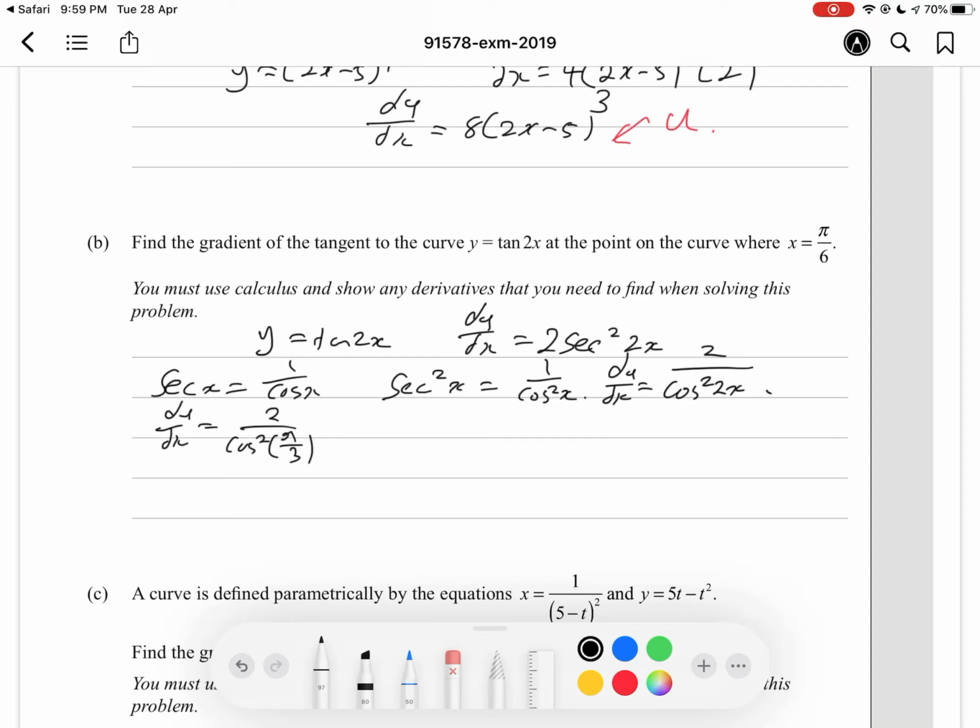Alright, so substituting this in. Oh yeah, remember your calculator should be set to radians. If you're on degrees, then you'll get the incorrect answer. So we're always working with radians here, so put your calculator on radians, not degrees. So cos pi over 3 squared. So 2 divided by that should give us an answer of 8. Let me double check this one. Yeah, 8 is the correct answer, and this will get you an achieved grade.